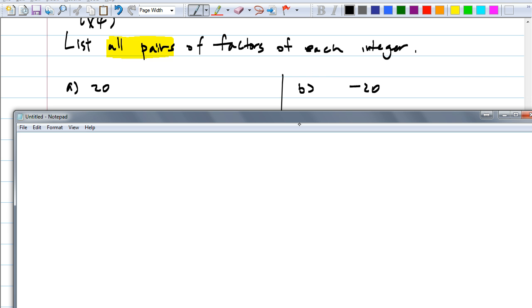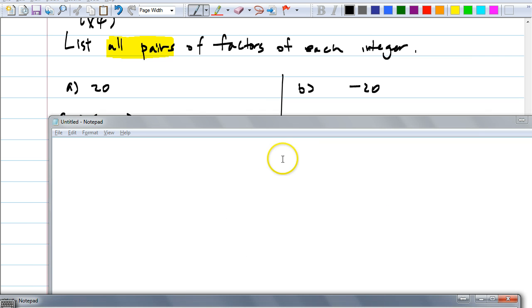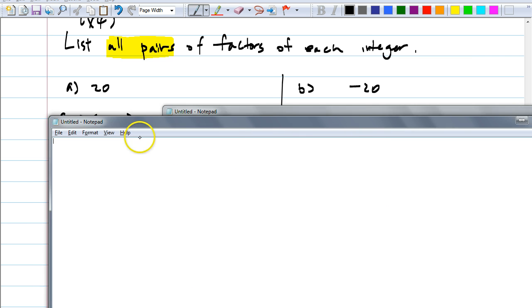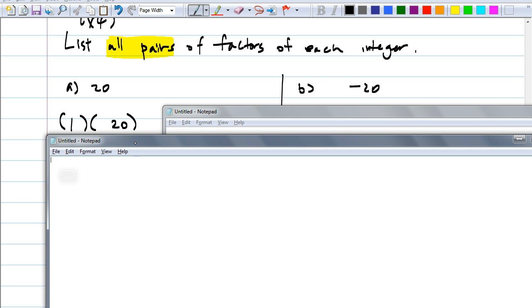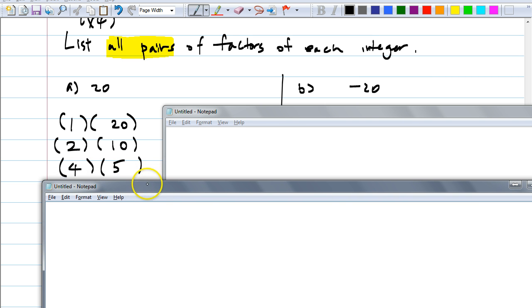Is that okay? So what times what gives you 20? What's the easiest one? 1 times 20. That's an easy one. That's one pair. Is that the only pair? Can you give me another one? 2 times 10. Is that the only one? What's the next one? 4 times 5. Is that the only one? Do we have all pairs of 20? Not quite. What have I forgotten?